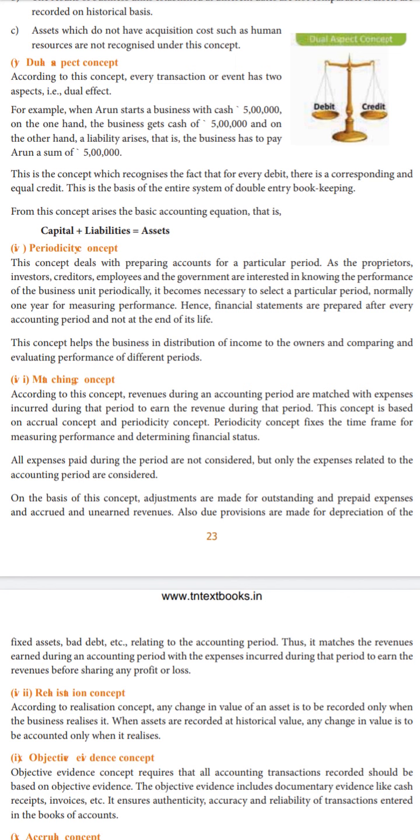Arun starts a business with cash of rupees 5 lakhs. On the one hand, the business gets cash of rupees 5 lakhs. On the other hand, a liability arises, that is, Arun is giving a sum of rupees 5 lakhs, which means the business is receiving cash. Then who is giving it? Arun is giving it. So there are two aspects involved in the transaction.